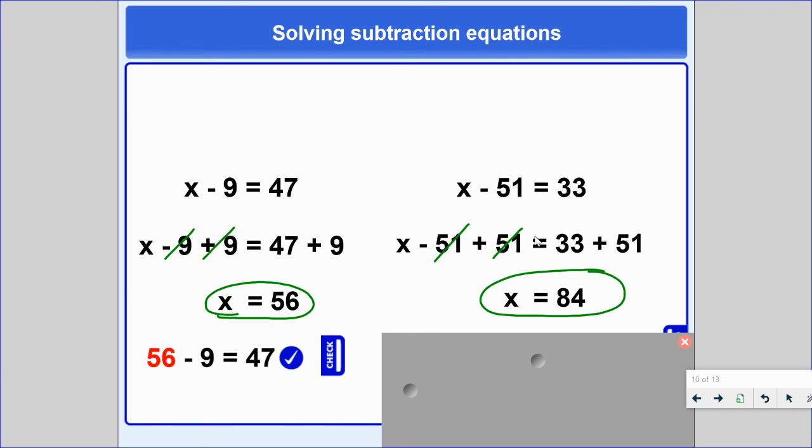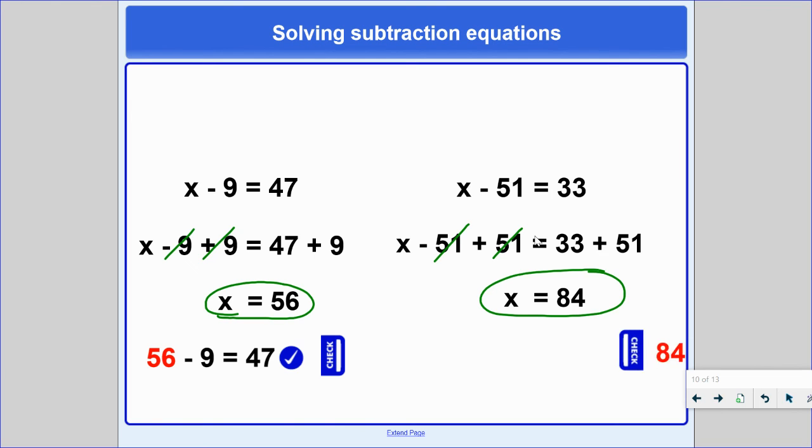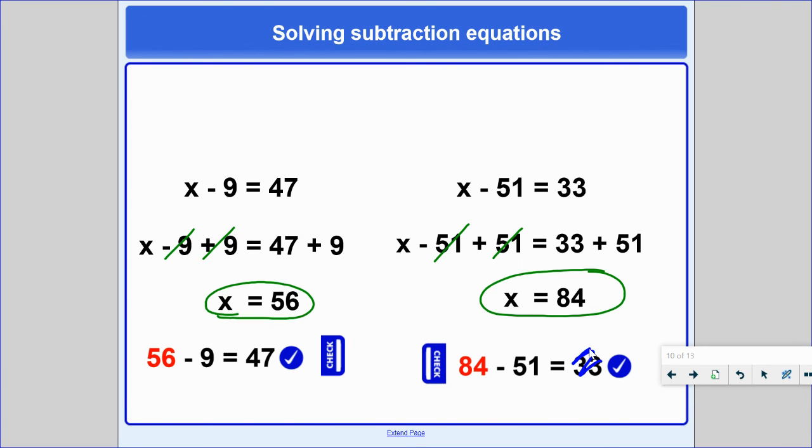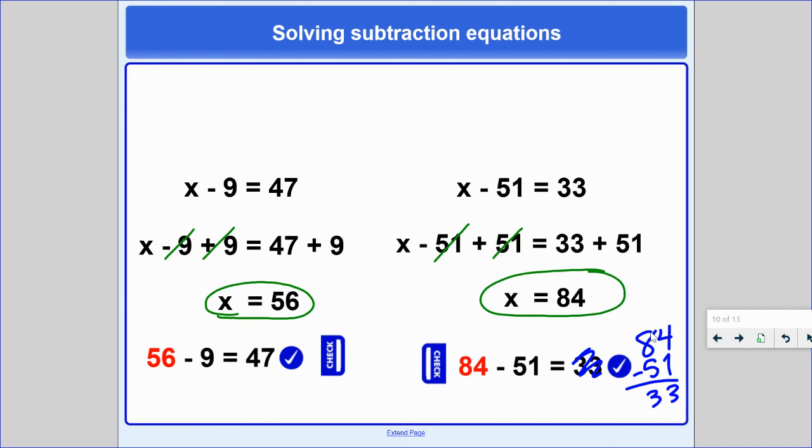Or is it? Well, if you want to know if something is a solution, you check that work. In this case, 84 subtract 51. Some of you will even cross that off and go off to the side. You'll say 84 minus 51, jackpot. True statement.